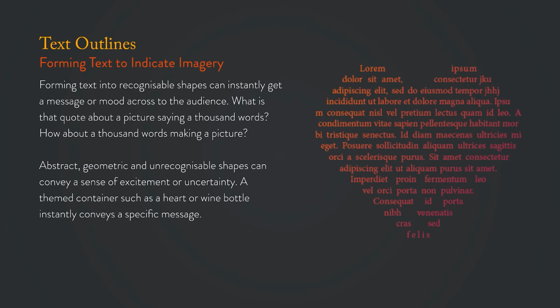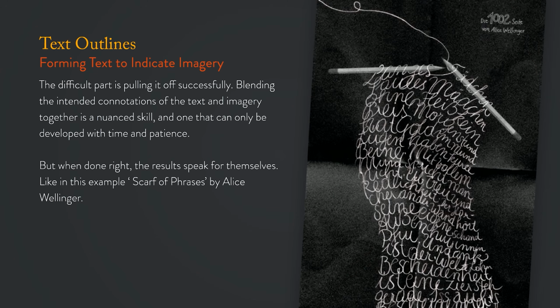Abstract, geometric, unrecognizable shapes, they can all convey a sense of excitement or uncertainty. Yeah, so if you've just got random sporadic characters all over the page, but a themed container, such as a heart or like a wine bottle, yeah, full of text, that instantly conveys a specific message. You can push this really far as well. So you can form text to indicate abstract imagery. So the difficult part is pulling it off successfully. You have to connote the text and the images together in a balanced way. And that can only be developed with time and patience.